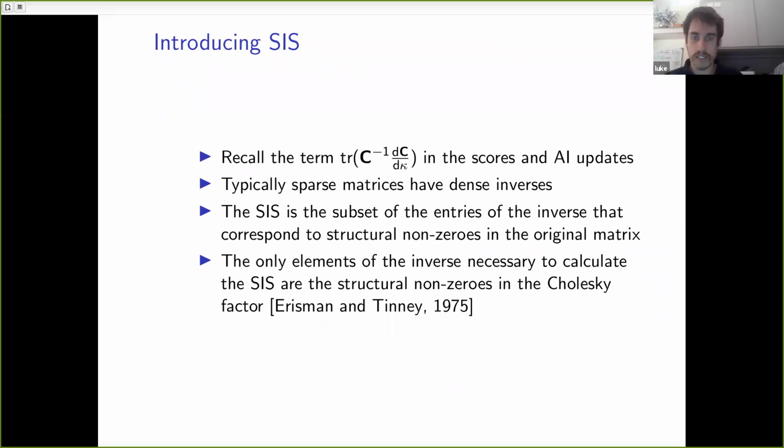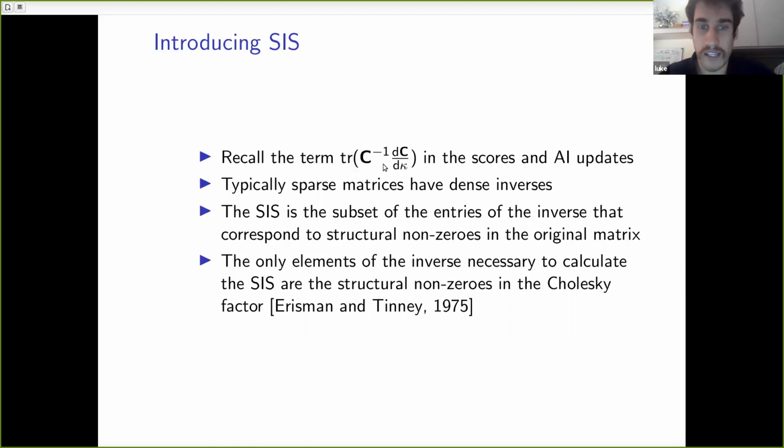Right, so now I'm going to introduce the SIS. Typically, sparse matrices have dense inverses, except in the block diagonal case where only the blocks become dense. The SIS is the subset of entries of the inverse that correspond to structural non-zeros in the original matrix. And in the calculation of traces of this form, any of the other elements of the inverse of C are just going to coincide with zeros in C, and so they're going to be useless. They're not going to affect the trace anyway. That's why we only need the SIS rather than the whole inverse.